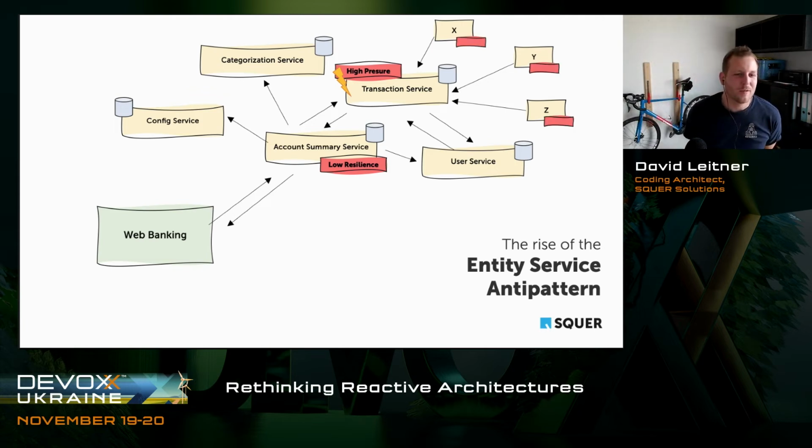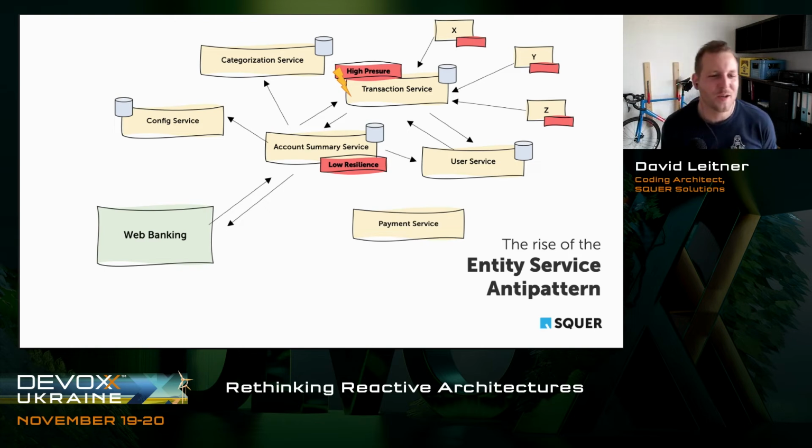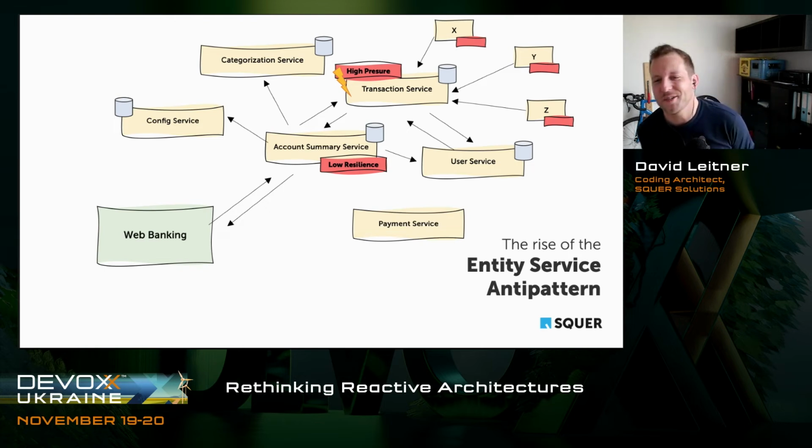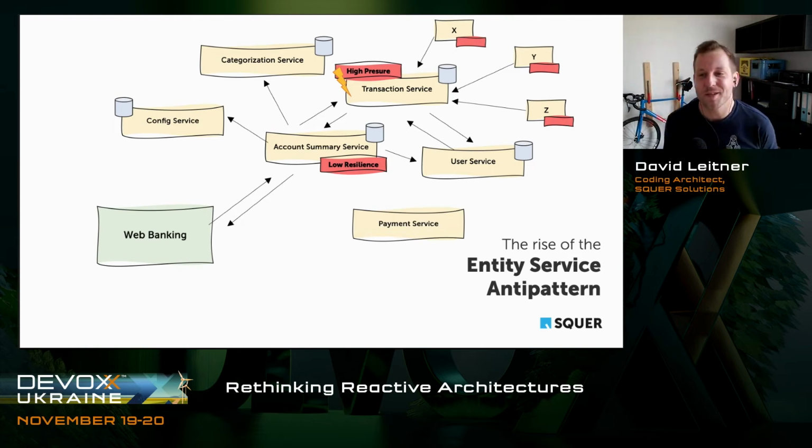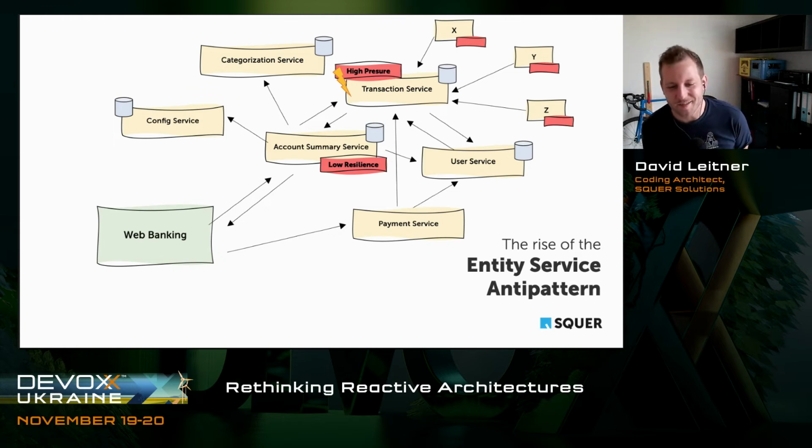And then maybe we have a payment service even, and the payment service is again used by web banking to do new payments, right? Not just show your current payments and your current balance, but interact with new payments. And this again has a dependency on the transaction service and on the user service, and another, right? You get the point, right?